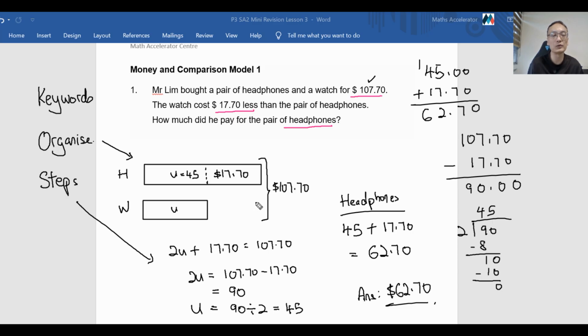Then we form the equation where we can see that 2 units plus $17.70 will give us this total. To find 1 unit, we take the total, minus away $17.70, and we arrive at 90. We divide by 2 to find the value of 1 unit. So after we found the value of 1 unit, we simply add $17.70 and we arrive at the cost of the headphone.